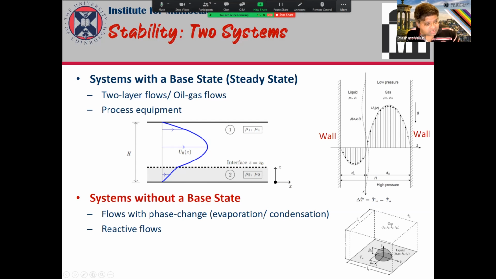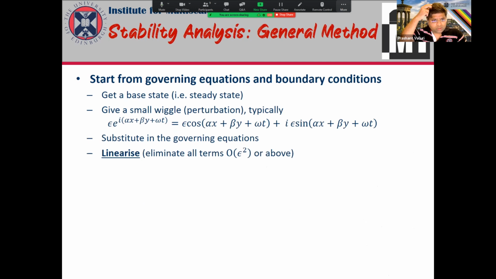These are systems where, for example, you've got phase change. Obviously if you have phase change, your drops don't remain as drops anymore. They just evaporate into space, okay? So you would have all kinds of problems when you have systems without a base state. So what do we do in terms of stability analysis? Normally we start off with a base state or a kind of pseudo base state. I'm going to come to that in a minute.